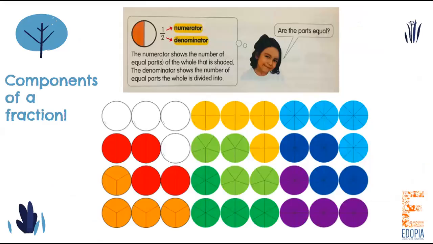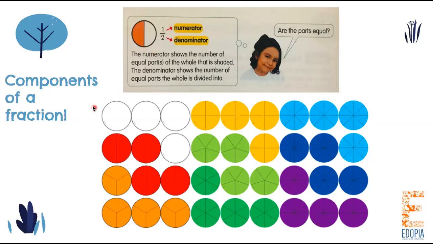Okay, so what are the components of a fraction that we've done thus far? We have a numerator and we have a denominator. The numerator shows the number of equal parts of the whole that is shared. The denominator shows the number of equal parts the whole is divided into. Are these parts equal? Visually, I personally think they are equal. What do you think?